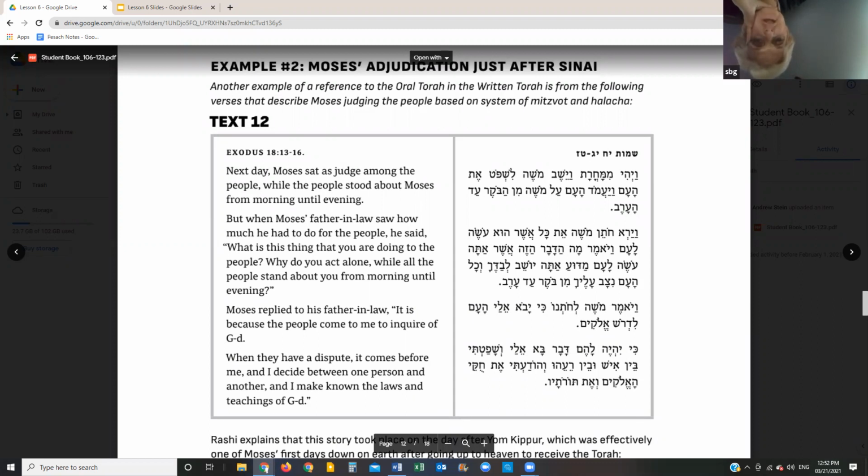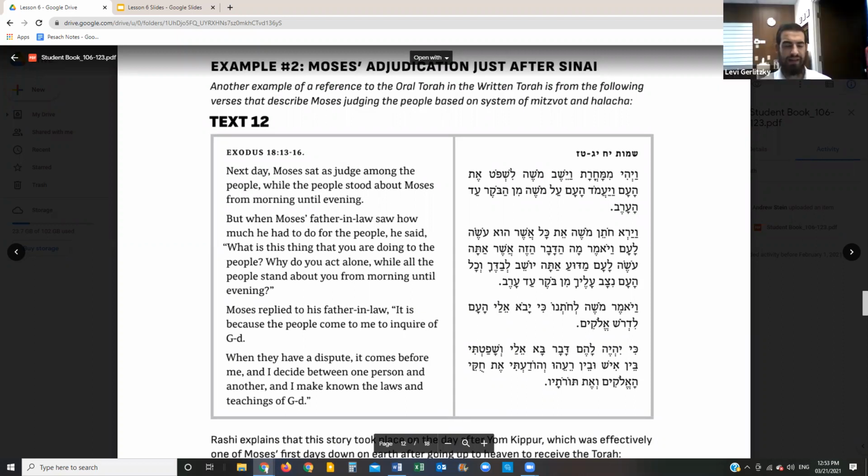Next day, Moses sat as judge among the people while the people stood about Moses from morning until evening. But when Moses' father-in-law saw how much he had to do for the people, he said, "What is this thing that you are doing to the people? Why do you act alone while all the people stand around you from morning until evening?" Moses replied to his father-in-law, "It is because the people come to me to inquire of God. When they have a dispute, they come before me, and I decide between one person and another, and I make known the laws and teachings of God."